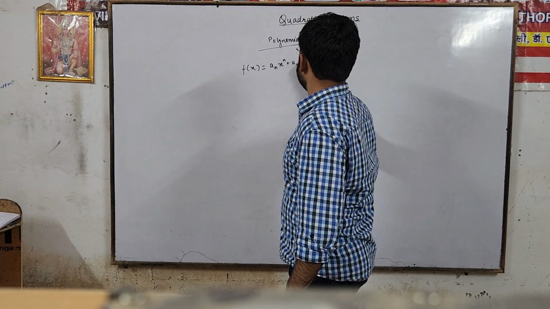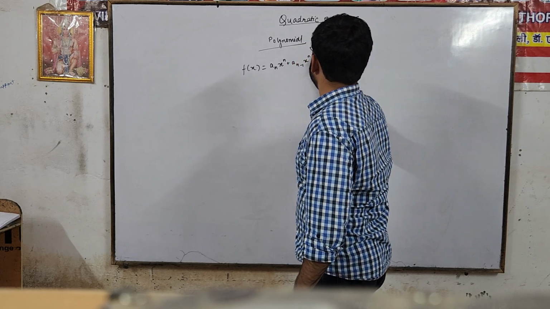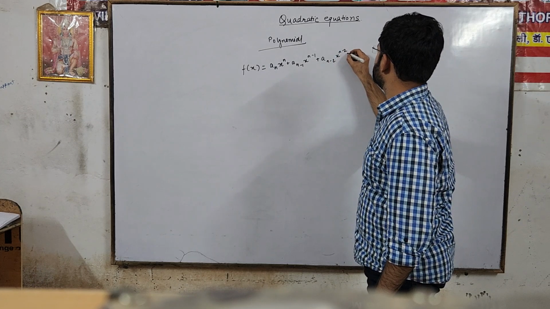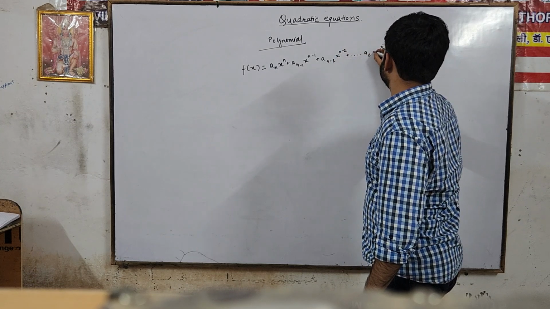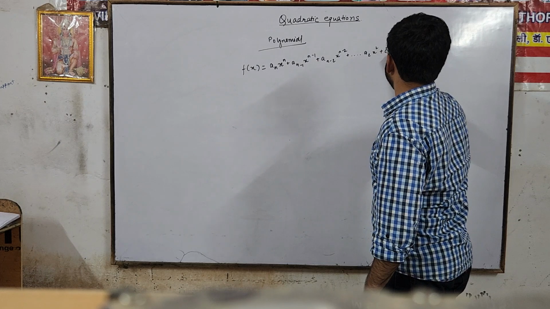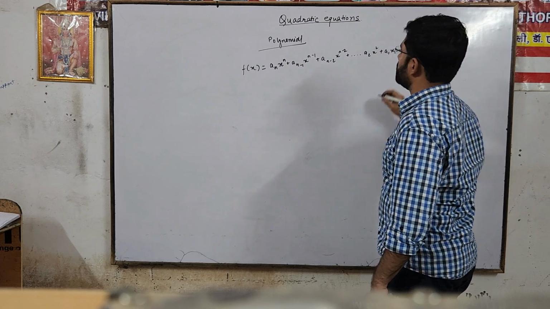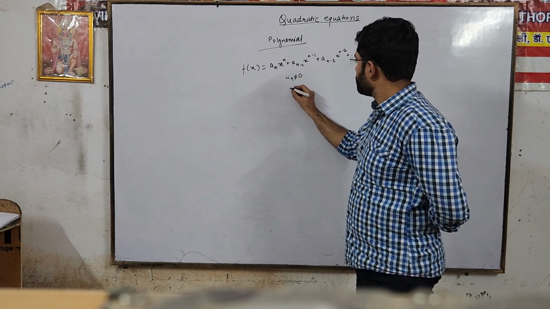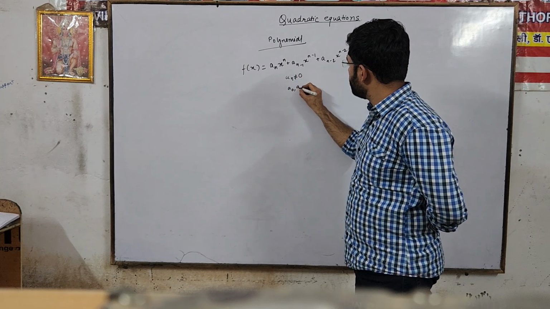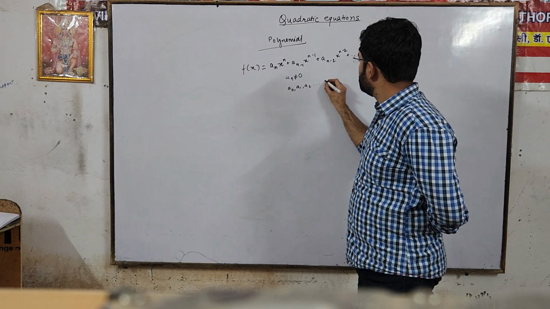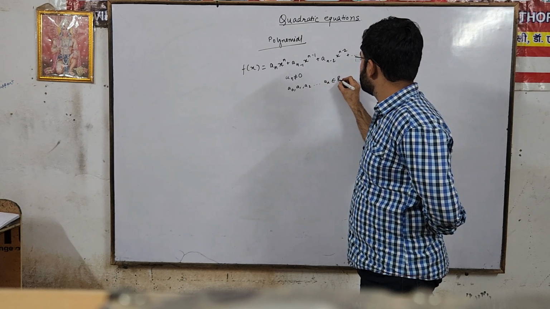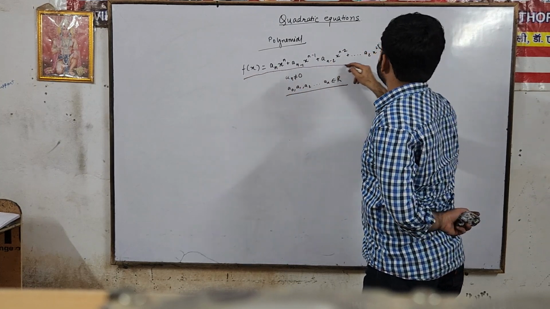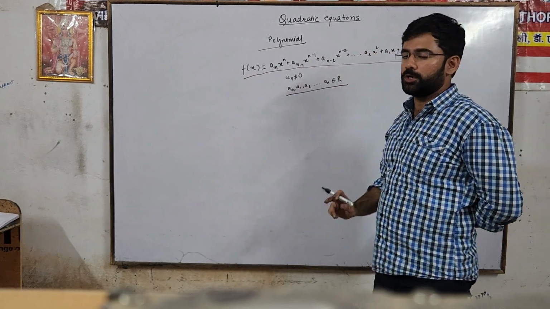n plus a_(n-1) x raised to the power n minus 1 plus a_(n-2) x raised to the power n minus 2, and it goes on till a_2 x squared plus a_1 x plus a_0, where a_n is not equal to 0 and a_0, a_1, a_2 till a_n, all of these belong to real numbers. Now this entire expression is known as a polynomial.